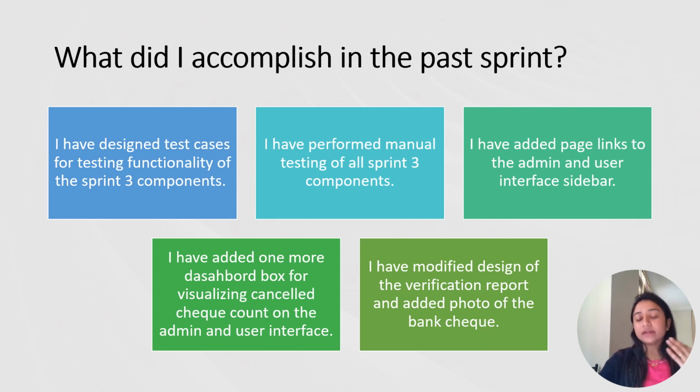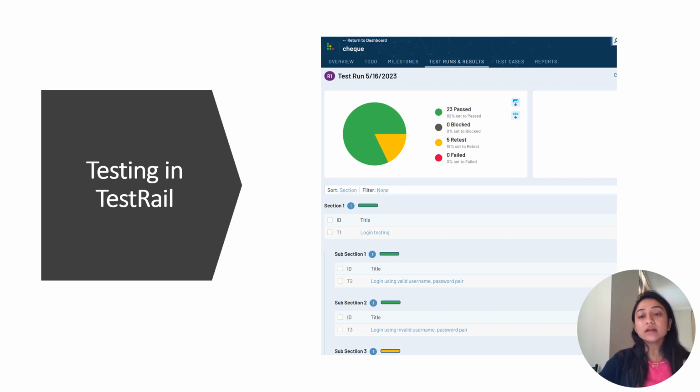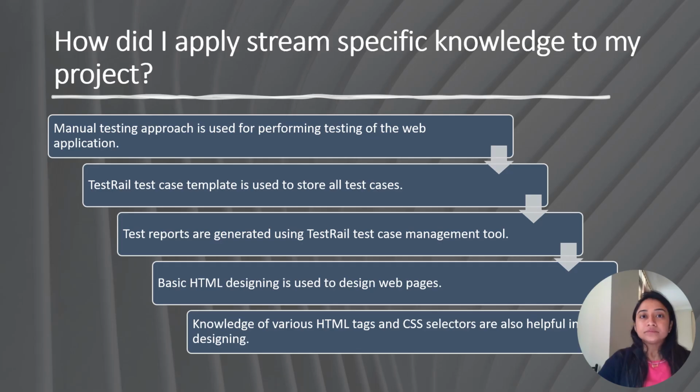I also designed the posters and started working on the project write-up. That is the testing I did in TestRail. That is the report from the week before last. That is how it's showing: how it's passed, and where I need to retest some test cases again.